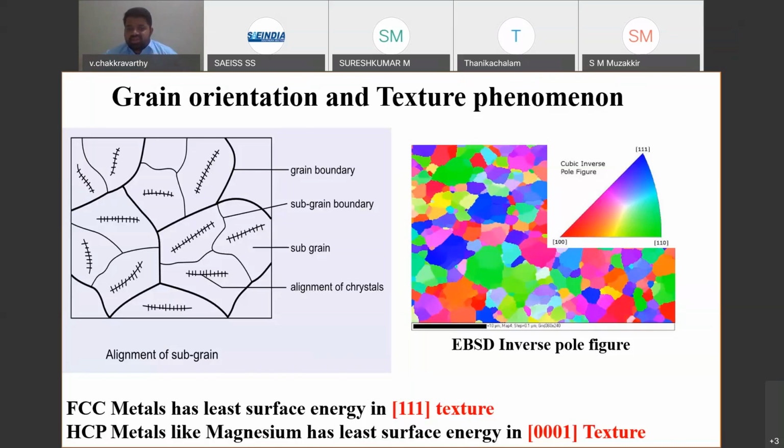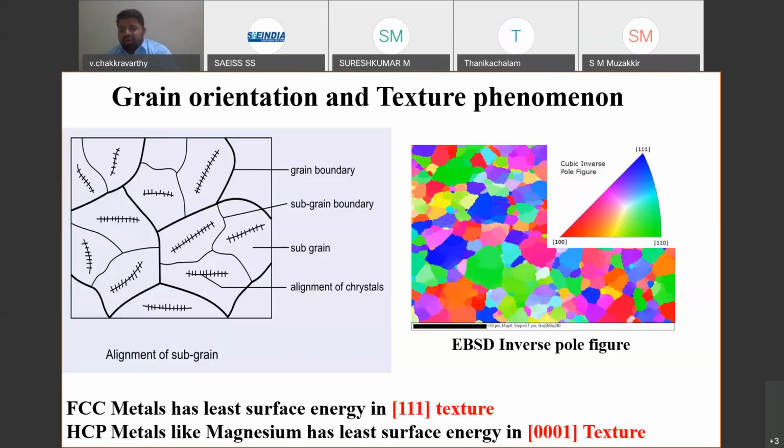Okay, so in what direction each and every grain is growing, that could be represented by means of an inverse pole figure. This inverse pole figure is a common technique which most of the research articles emphasize. It can be generated by means of electron backscatter diffraction, EBSD analysis. Through EBSD analysis, you could generate this kind of inverse pole figure, which represents the different crystallographic orientations.